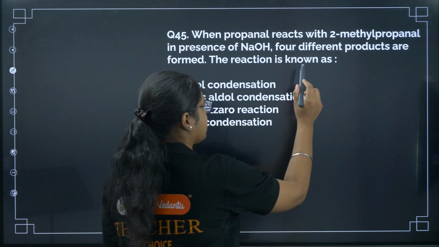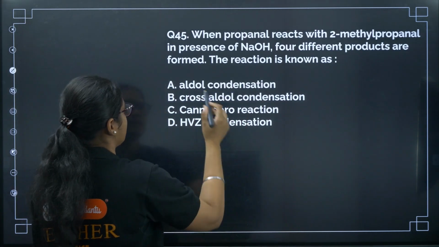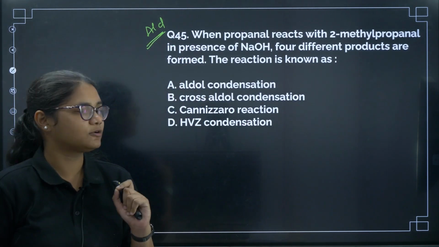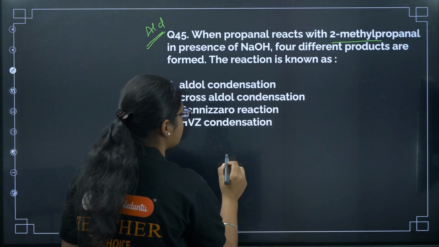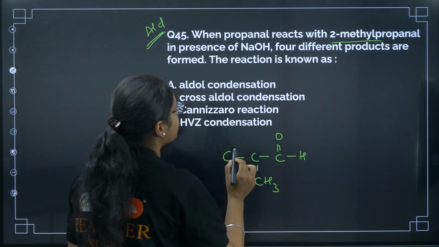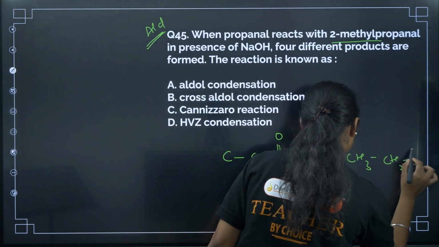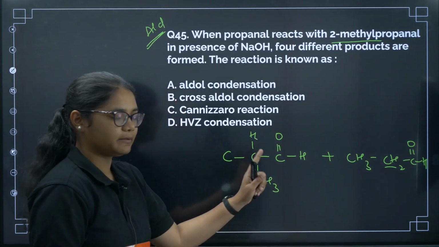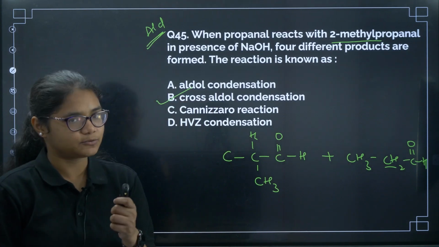Next, when propanal reacts with 2-methyl propanal in presence of NaOH, 4 different products are formed. The reaction is known as. This question is again from the aldehydes, ketones and carboxylic acids chapter. This is the structure of 2-methyl propanal and it reacts with propanal. Now you see there is one alpha hydrogen here, there is also an alpha hydrogen here, so we will get 4 products. This is called the cross aldol reaction. So the correct answer for this question is option number B.